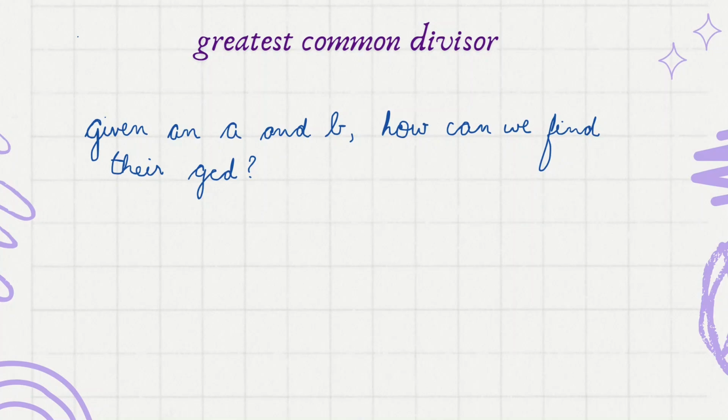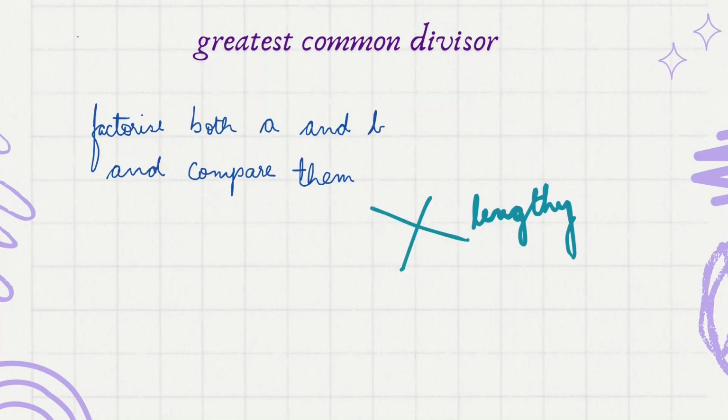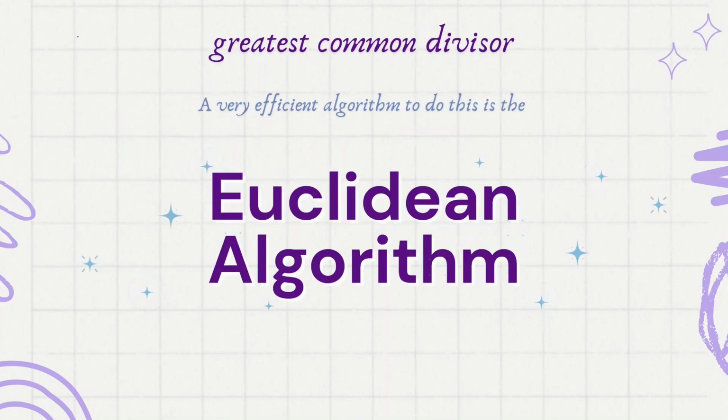The greatest common divisor, that's the main aim of this video. Given two numbers a and b, can you think of a good enough algorithm to find the GCD? One very trivial and straightforward one would be to find the factors of each of a and b individually and then compare them. But that's not very efficient. We want an efficient and good algorithm, and for that we have the Euclidean algorithm.